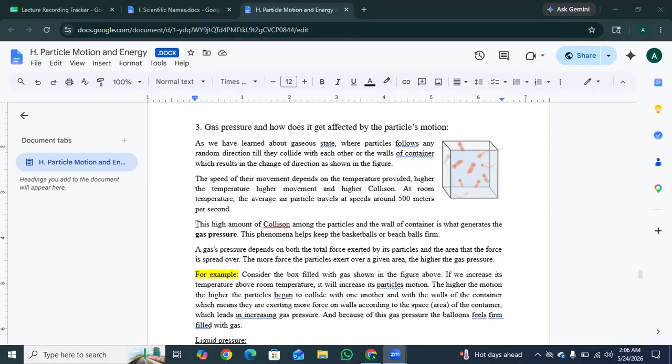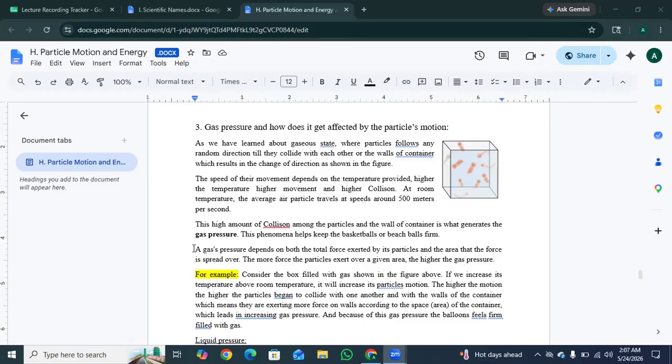Okay, so this high amount of collision among the particles and the wall of the container is what generates the gas pressure. This phenomenon helps keep basketballs or beach balls firm. Gas pressure depends on both the total force exerted by its particles and the area that the force is spread over. The more force the particles exert over a given area, the higher the gas pressure.